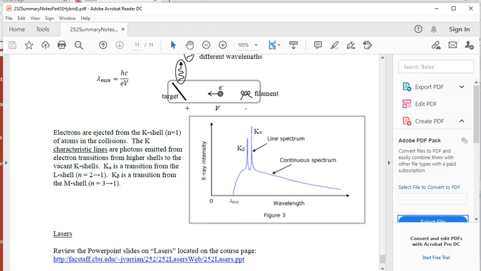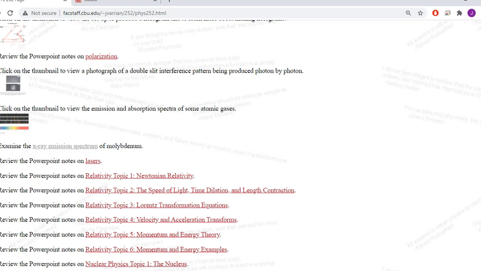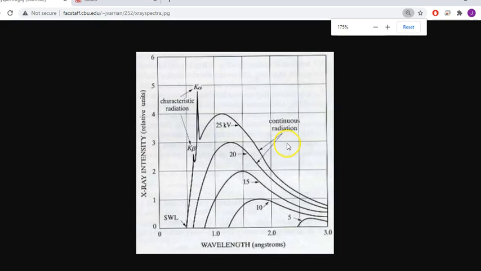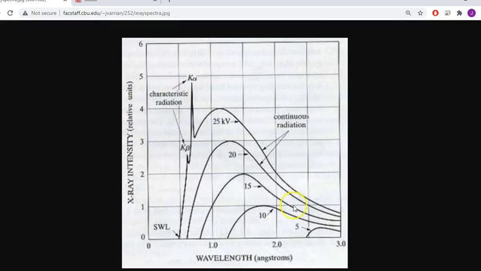Okay, and if we go to our course page, I have one right here. You can look at another X-ray emission spectrum. This is of molybdenum, and make it a little bit bigger. Okay, now you'll see again intensity on the vertical, wavelength on the horizontal. These are for different accelerating voltage differences. So you can see right, this is 5 kilovolts, 10,000 volts, 10 kilovolts, 15, 20, 25. And you'll notice that there's always a minimum wavelength. So let's talk about that first.